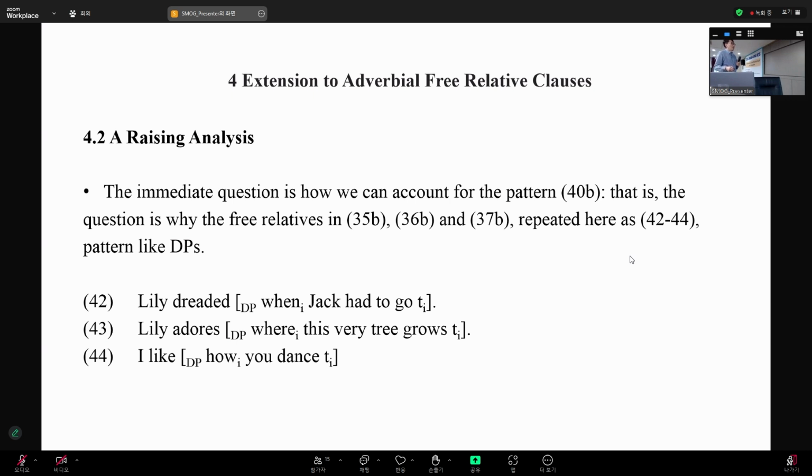Directed is a transitive verb. So the when phrase must be a DP, and otherwise it is also a transitive verb. The where phrase must be a DP, like a transitive verb, and how it has must be a DP. So this is a problem.